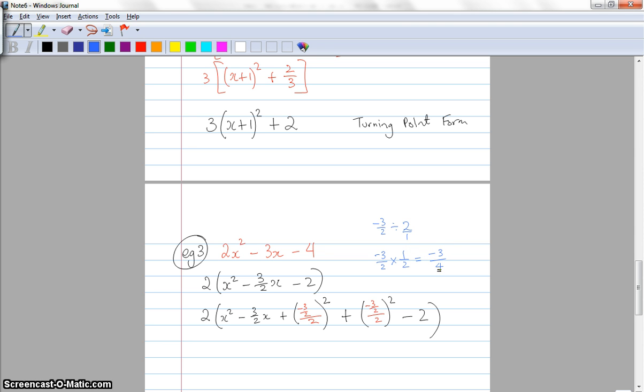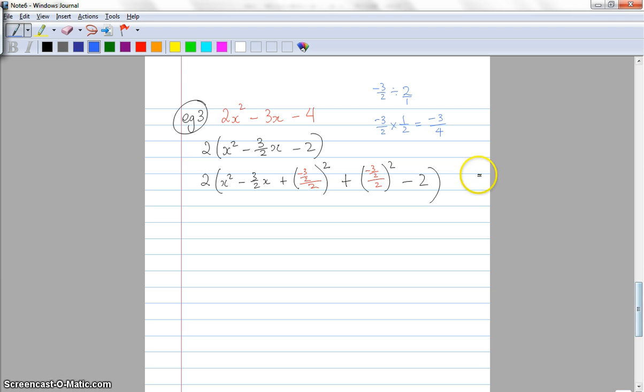Or negative 3 over 2, which is the same as negative 1.5, divided by 2, which is the same as negative 3/4. Okay, so I'm going to write that down all here. That becomes 2x squared minus 3 over 2x plus 3 over 4, oh it's negative, negative 3 over 4 squared minus, whoa, made a mistake there, sorry, that should be a minus. That one's a plus, that one's always a minus. Negative 3 over 4 squared minus 2.